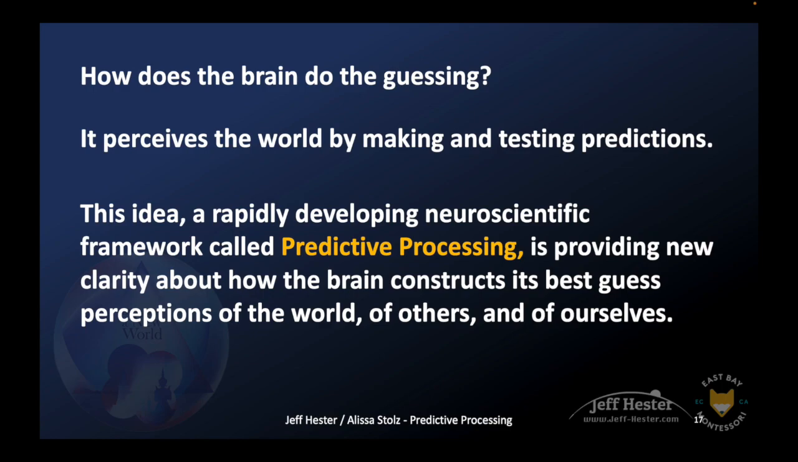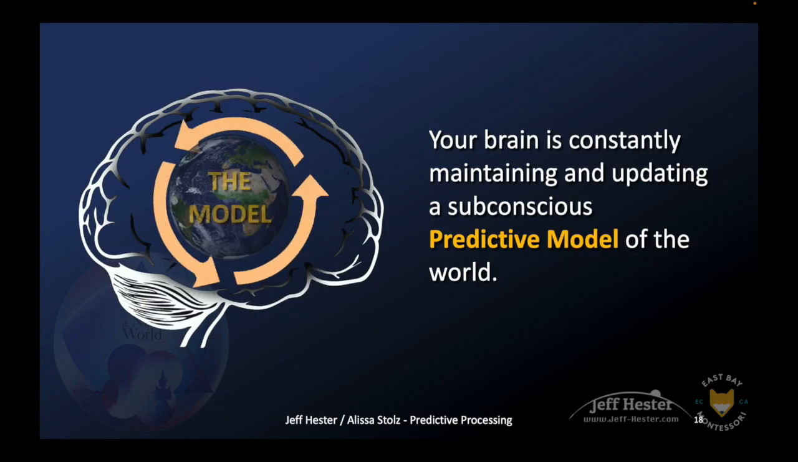This idea, a rapidly developing neuroscientific framework called predictive processing, is providing new clarity about how the brain constructs its best guess about the world, its perceptions about the world, of ourselves and others, how we construct the world that we experience. The core of this is the realization that your brain is constantly maintaining and updating a predictive model of the world. 24 hours a day, 7 days a week, what your brain is doing is sitting there using about 20% of your body's total energy, and this is what it's doing with it.